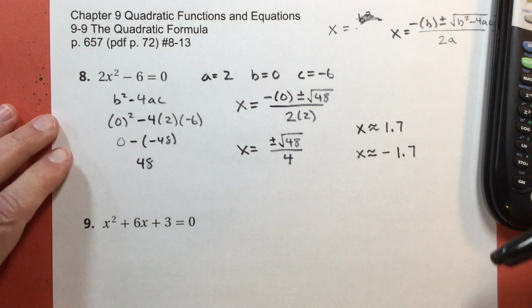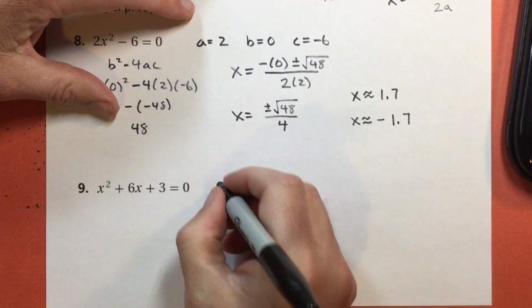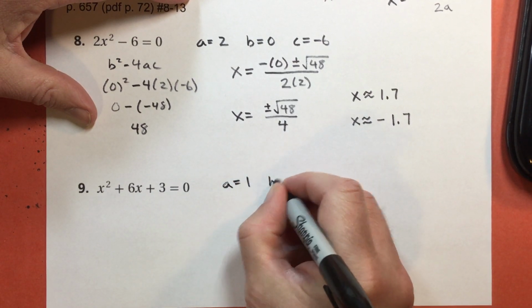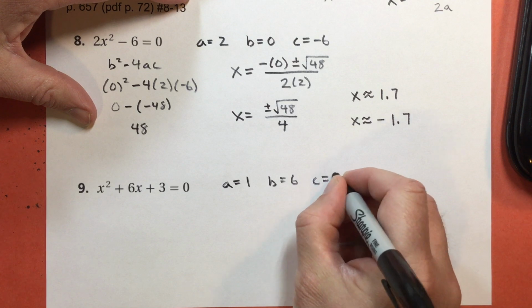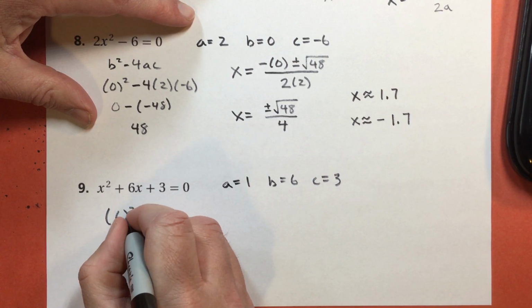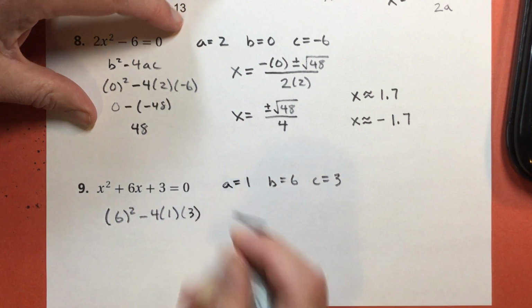Alright, let's move this up a little bit. So this one's in standard form. I get A equals 1, B equals 6, and C equals 3. B squared is 6 squared. Subtract 4 times 1 times 3.